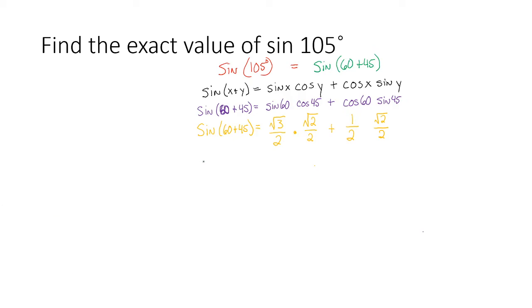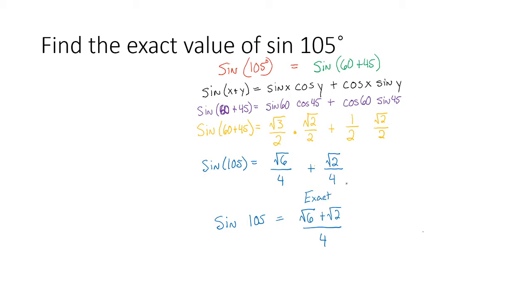The next step, what we see, is that 60 plus 45 is 105. The square root of 3 times the square root of 2 is the square root of 6, and that's over 4. And 1 times the square root of 2 is the square root of 2, and that's over 4. You'll notice that I have common denominators. So for the sine of 105, we can smush them together and get the square root of 6 plus the square root of 2 over 4. You will notice that this is an exact answer, not an approximation.